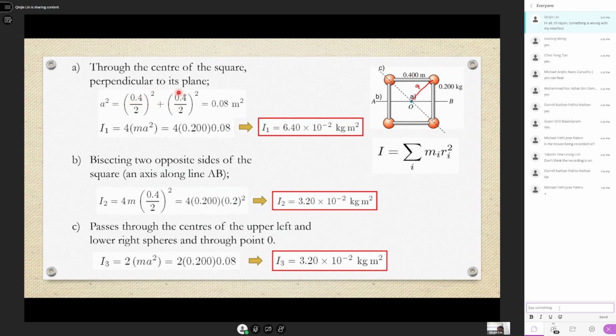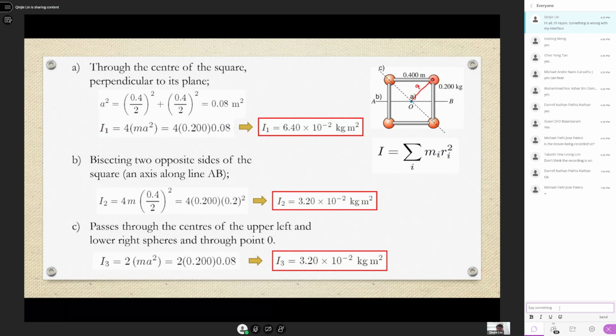Side squared plus side squared will give you the hypotenuse squared, which is what we have to find. And then we don't take the square root. Usually with Pythagoras theorem, if you want to find the length, you take the square root. But here, we only need the answer in terms of the square, because later on we are going to use the formula mr squared, so there's no point trying to square root it. Just straight away apply it. What is the moment of inertia for this thing?